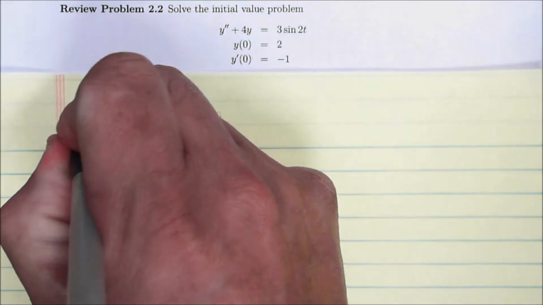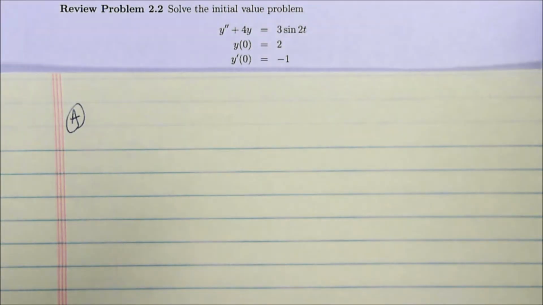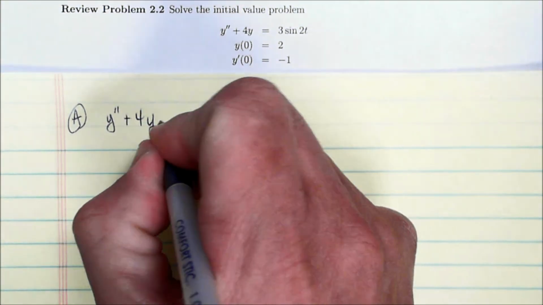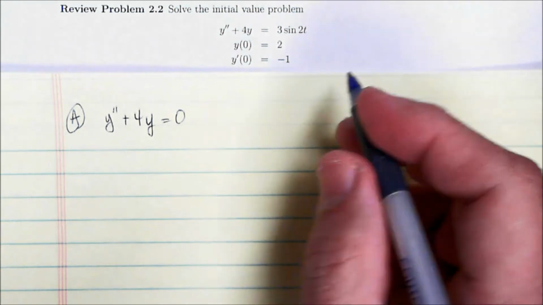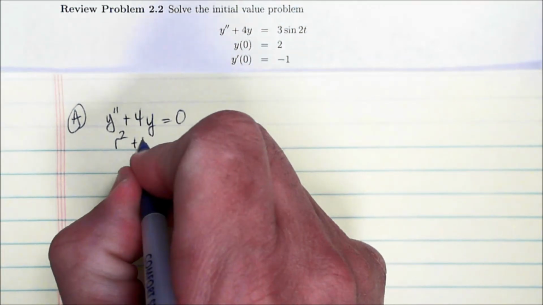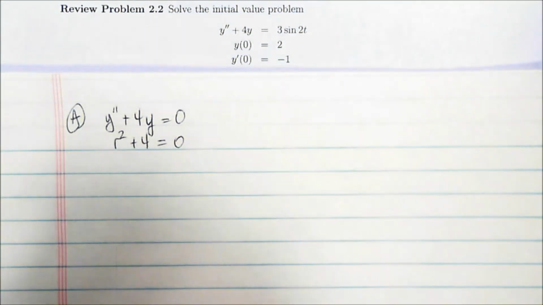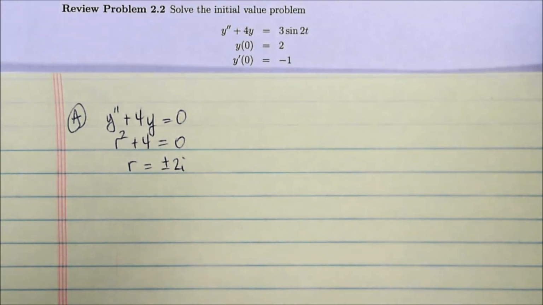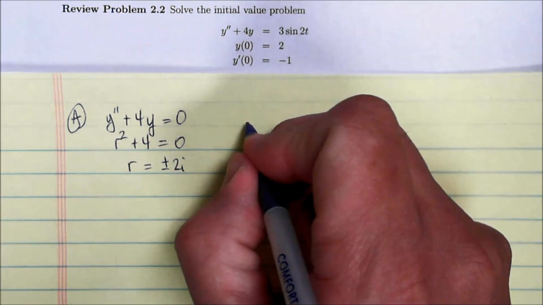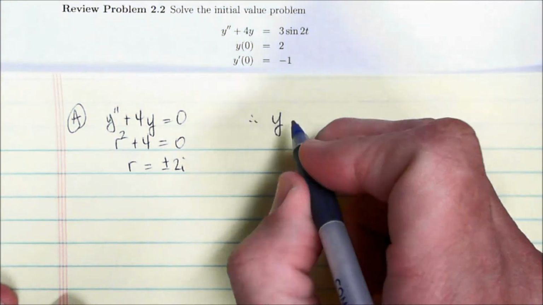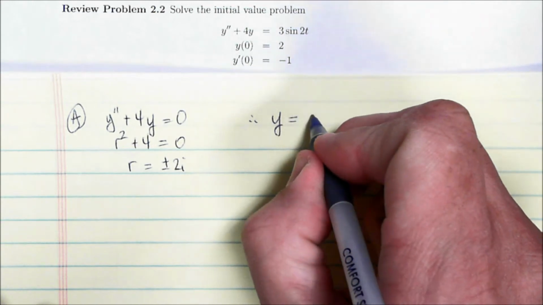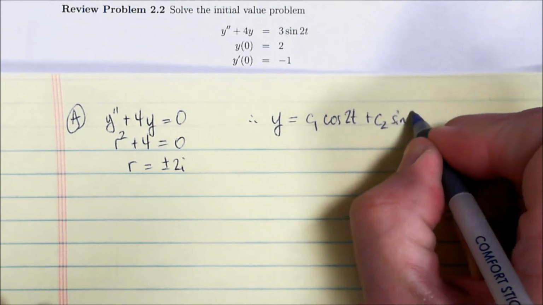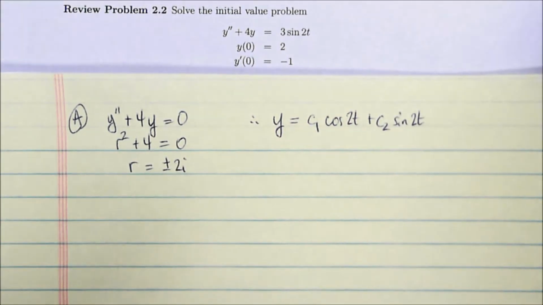First step is that we're going to solve the associated homogeneous equation, y double prime plus 4y equals 0. If we solve the characteristic equation, we get r squared plus 4 equals 0, which has the two roots r equal to plus or minus 2i. And so that means that a solution of the homogeneous equation would be c1 cosine 2t plus c2 sine 2t. Okay, so that's our first step.